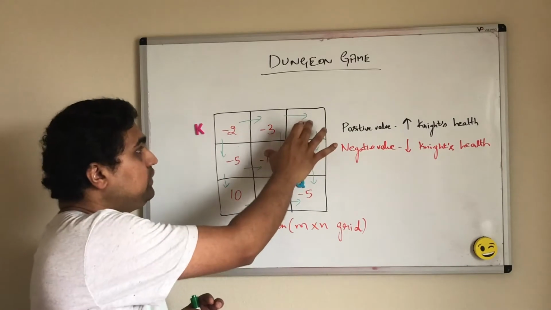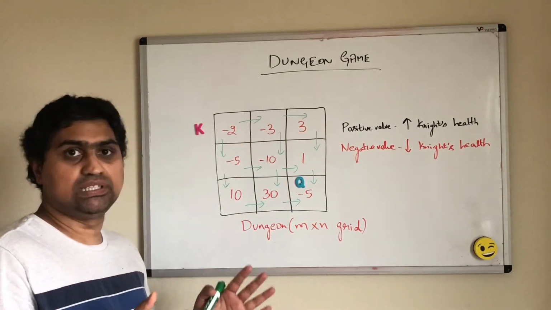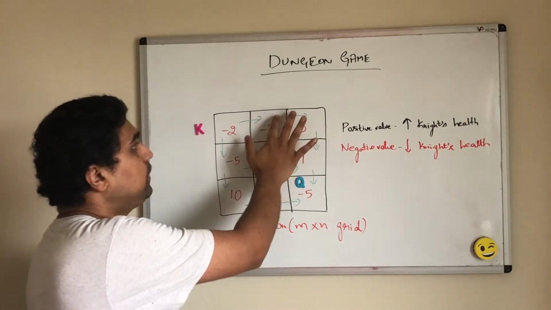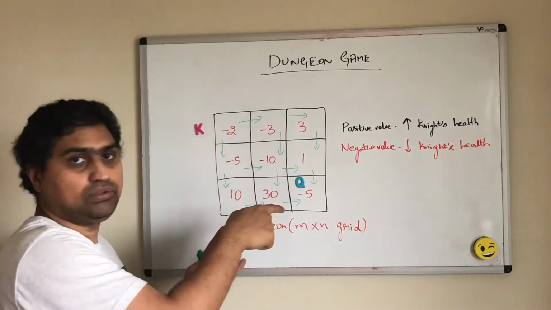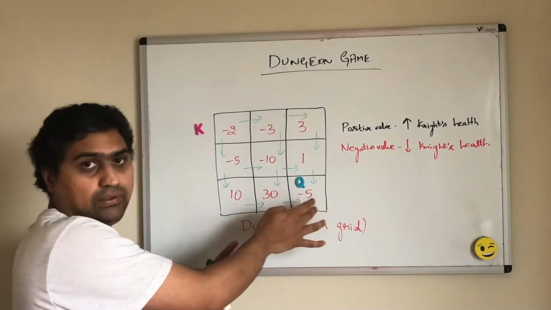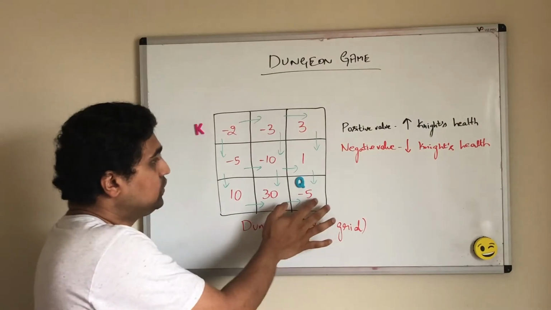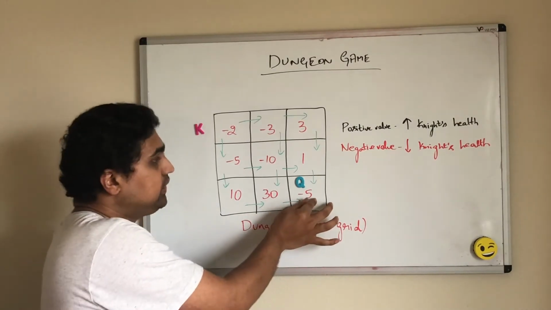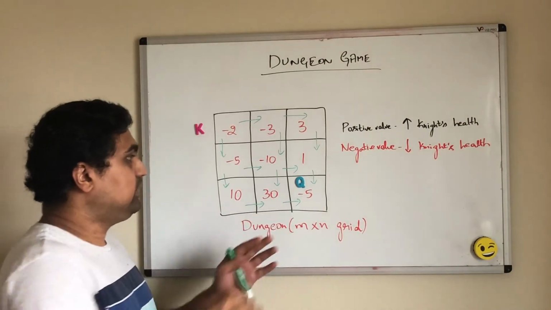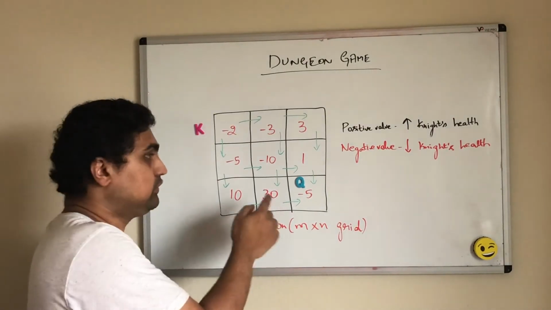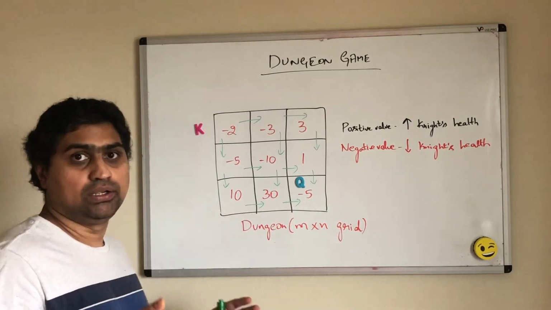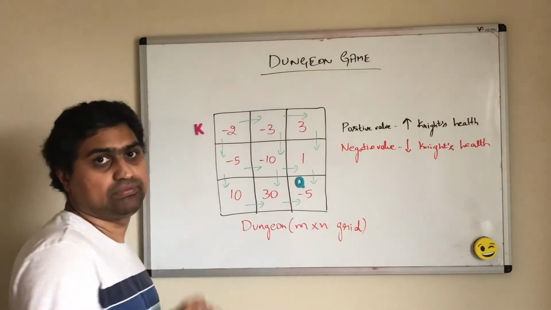So if we can compute this, then we can again choose the least among the two and find the minimum health required by the knight here. So we can continue this process until we reach the last cell. The minimum health required by the knight here, since the value is -5, the knight requires at least a health of 6. So 6 minus 5 is 1. So the knight survives and he also saves the queen.